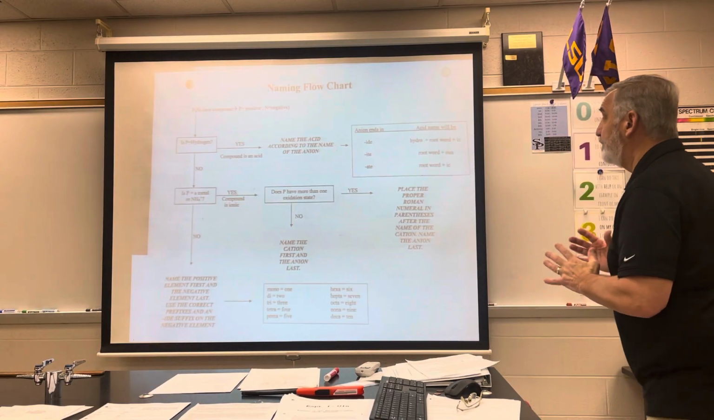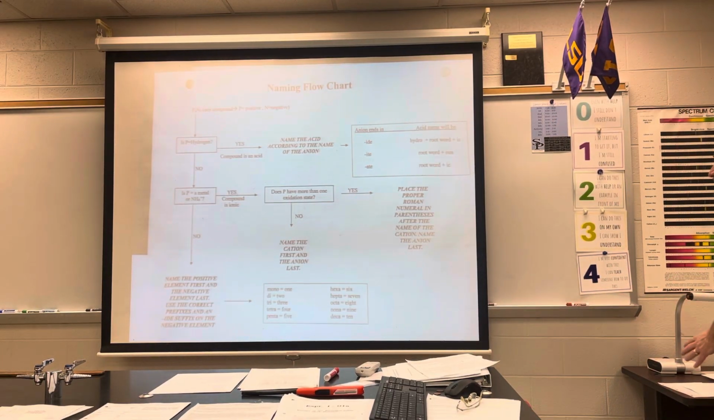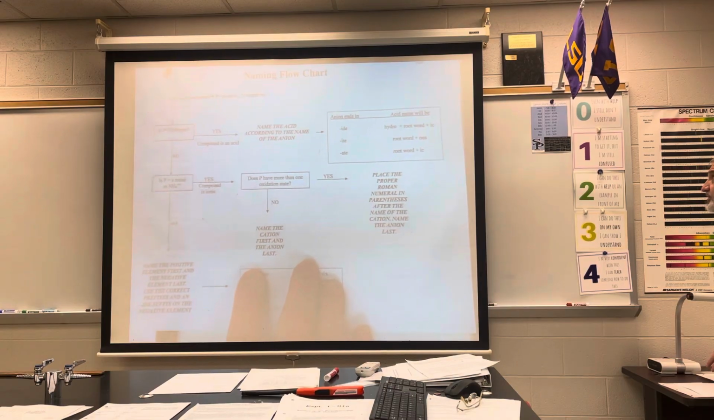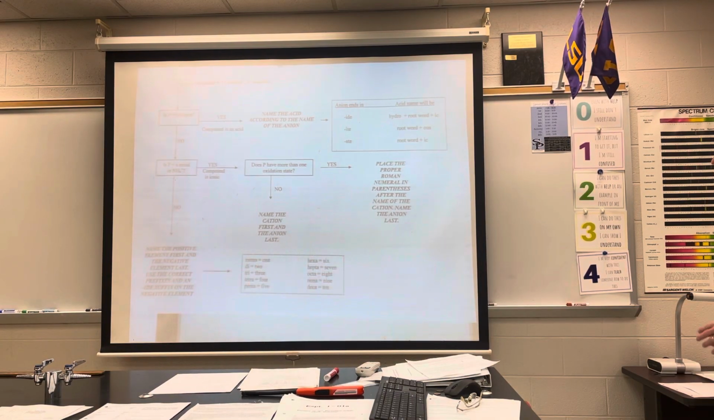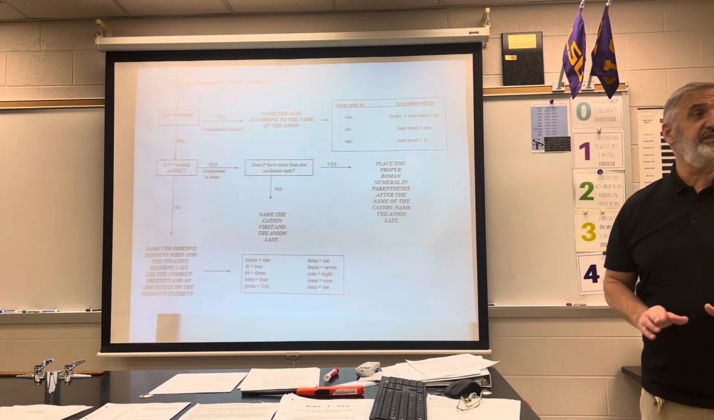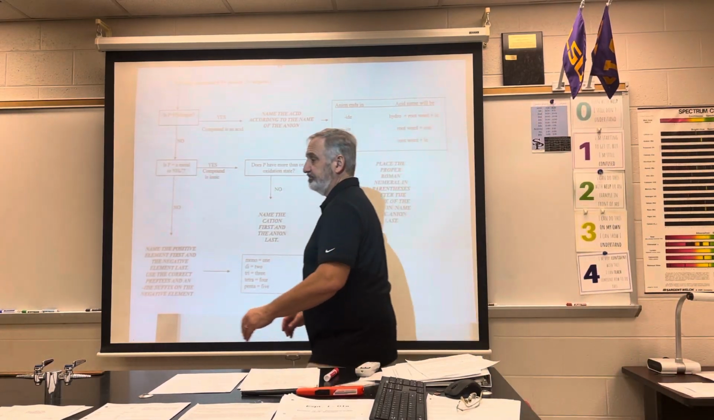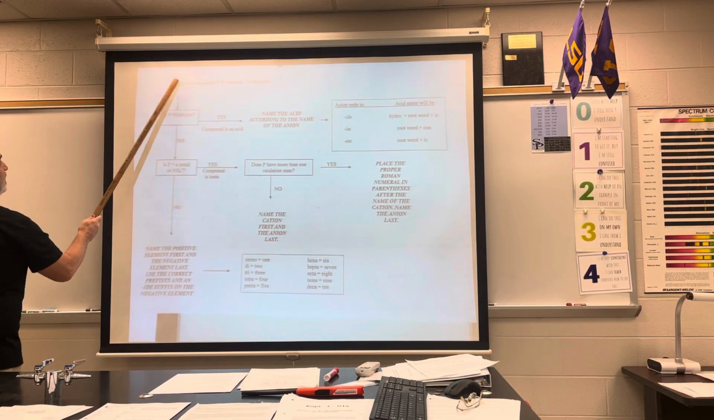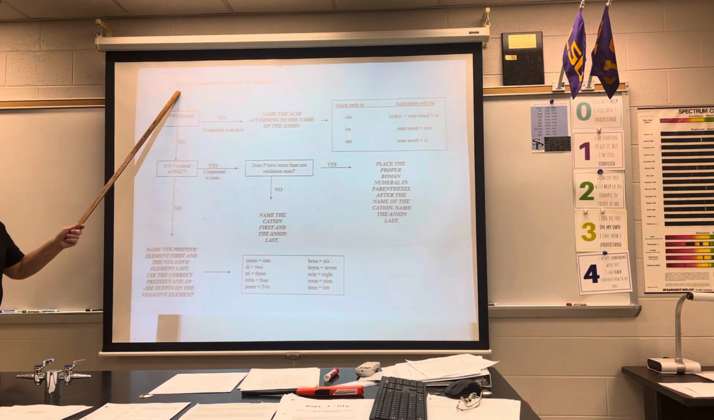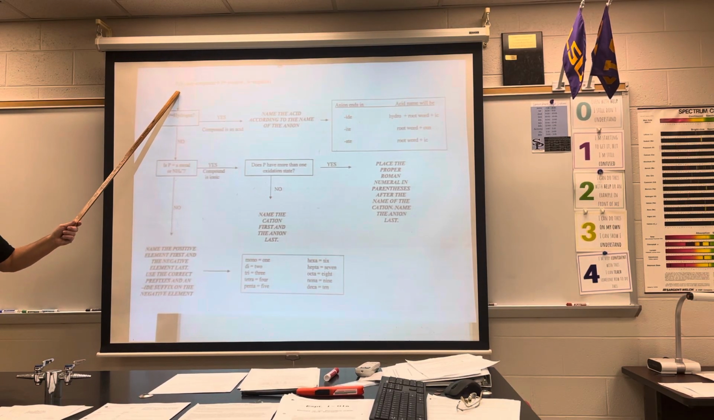But this naming flow chart, this is your entire chapter. Everything you need to know about naming is right here on this flow chart that I just gave to you. Okay? So the very first thing that we're going to look at is up here, you have your compound, P, X, and Y. Every compound has a positive thing and a negative thing.